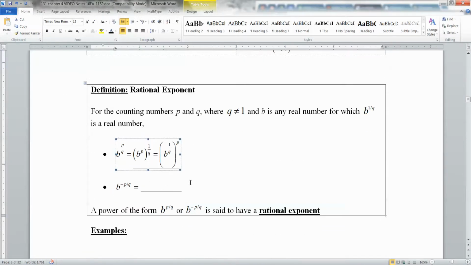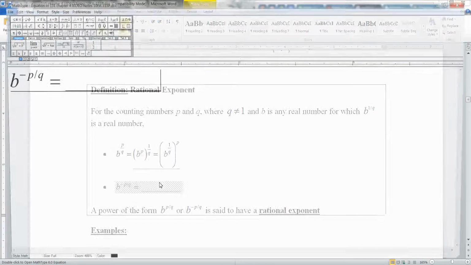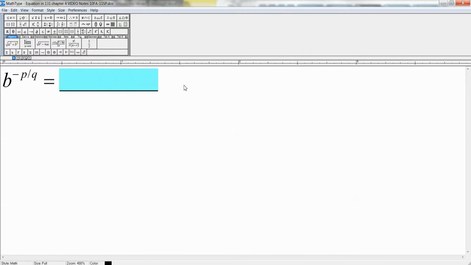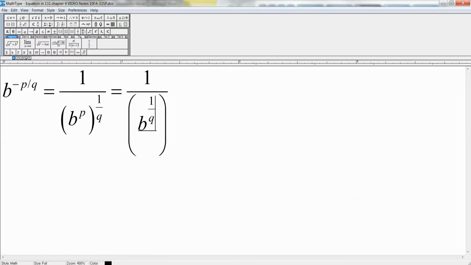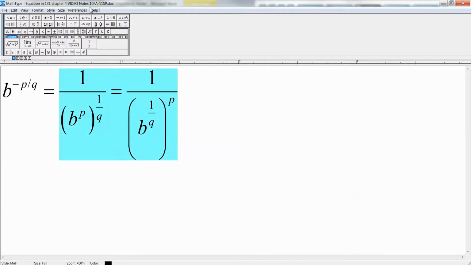All right, now what if it was negative? Well, it's the same idea. It's just that you do 1 over. So you'd say, okay, well, that's 1 over b to the p to the, let's see, fraction 1 over q. Or it's equal to 1 over b to the 1 over q to the p. Those are the ways to think about it.